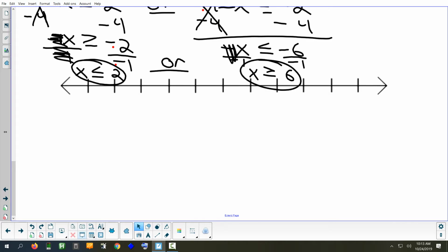All right, let's do our number line. 0, 2, 4, 6. What kind of circle on 2? Princess, what kind of circle on 2? Closed. And Mackenzie, which way do I shade from the 2? Yep, it's pointing to the left, so we're going to shade left. What kind of circle on 6? Yeah, closed. And we're going to shade to the right. That's what usually happens with ors, they usually go in opposite directions.